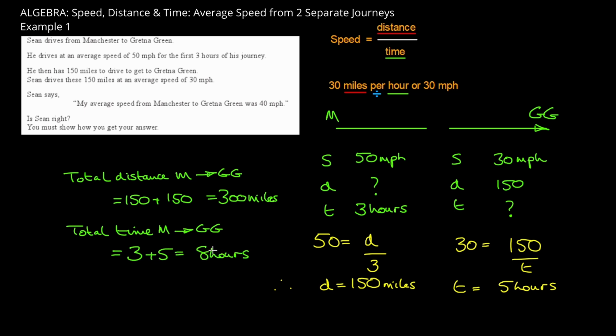So at last we can give him an average speed for his complete journey. So the speed from Manchester up to Gretna Green is equal to his total distance, which is 300, divided by 8. And that is equal to 37.5 mph. No, this wasn't correct. You have to tell the examiners that, but this is your answer.